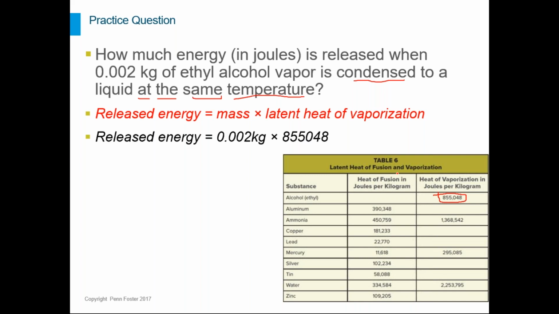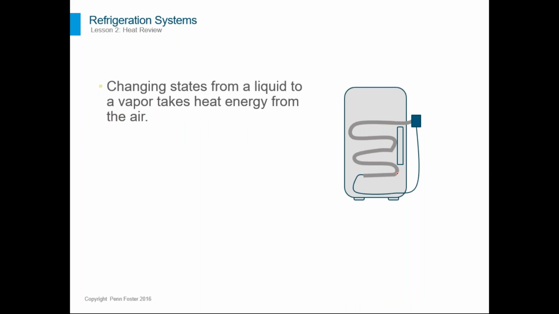Okay, so we have heat of vaporization times the mass, and that tells us how much energy is released when it goes from a vapor to a liquid. Okay, so we get the idea: as you go from a liquid to a solid, energy is released. As you go from a solid to a liquid, energy is taken, it uses energy. And that energy is usually just in the form of heat.